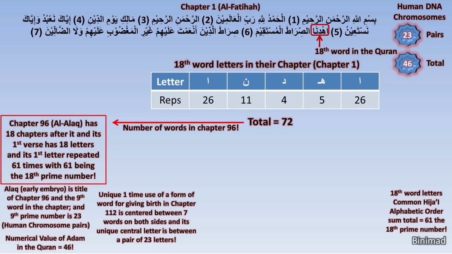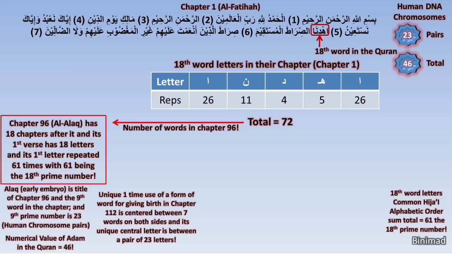This is truly shocking. The first verse ever revealed is 18 letters in chapter 96, which took us on a journey that emphasized both 18 and 61. Then, in the first chapter, the 18th word letters both give 61 and the number of words in chapter 96. The code is stunning and far beyond human capacity.